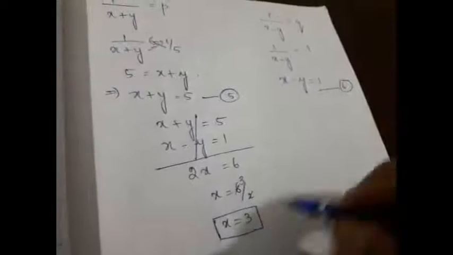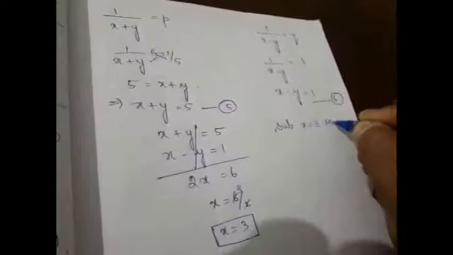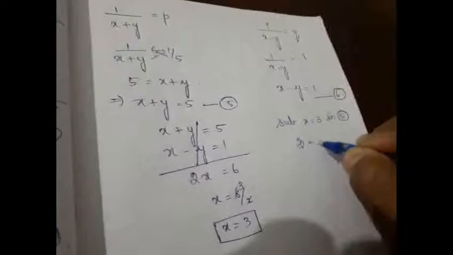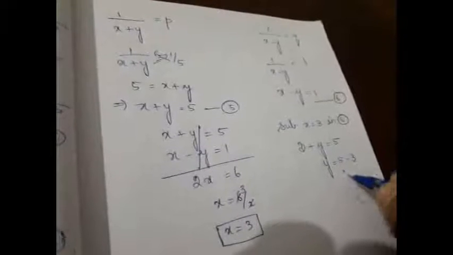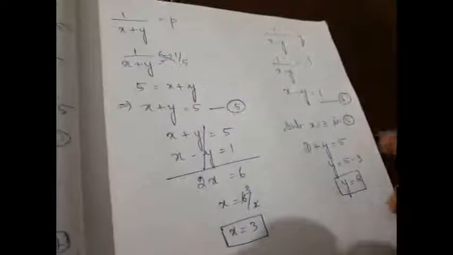Now, substitute the value of x equals 3 in fifth equation or sixth equation. So 3 plus y equals 5. So y equals 5 minus 3. So y equals 2. So at last we arrived at the values of x and y. Right? This is how you have to solve this kind of problem.